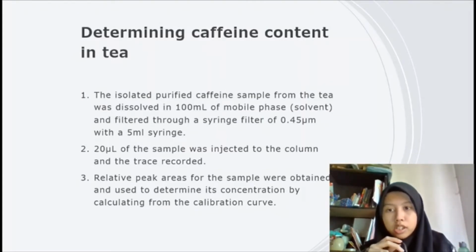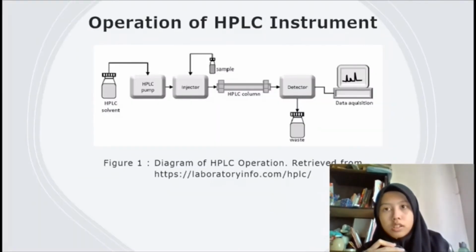20 microliters of the sample was injected into the column and the trace recorded. The relative peak areas for the sample were obtained and used to determine its concentration by calculating from the calibration curve. This is the operation of the HPLC instrument.